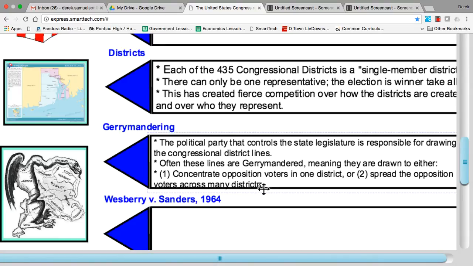They do this for one of 2 reasons. One, to concentrate opposition voters in one district. So if you can draw a line for a district that somehow packs a huge majority of your opponents into one district, well, then they're going to win that one district, but then that takes them out of other districts. The other reason would be to spread opposition voters across many districts.